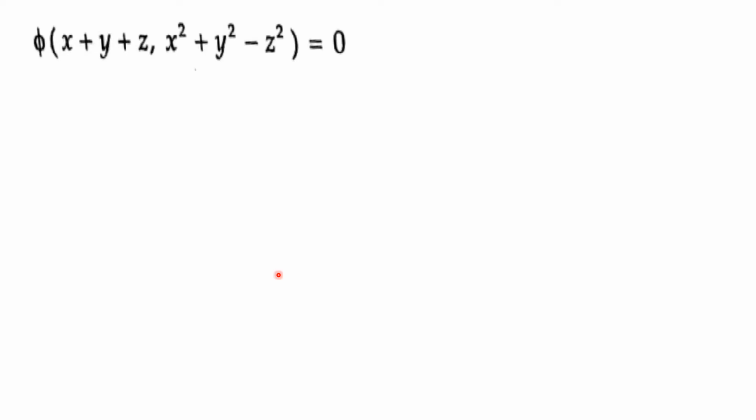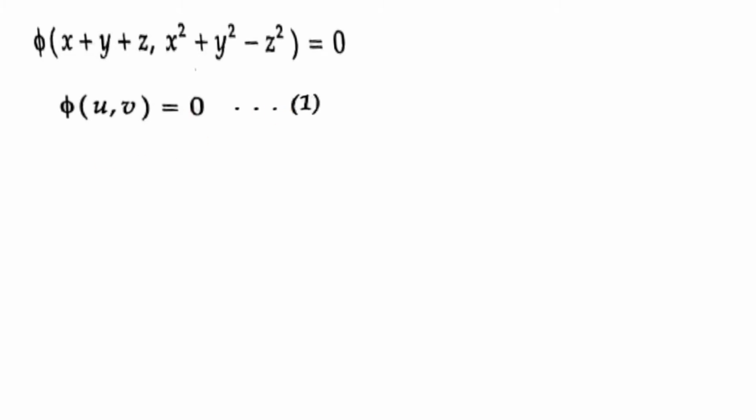So we'll proceed with the first problem now. Given a function phi of x plus y plus z comma x square plus y square minus z square equal to 0. Now this is of the form phi of u comma v equal to 0. Let me name this as equation 1.